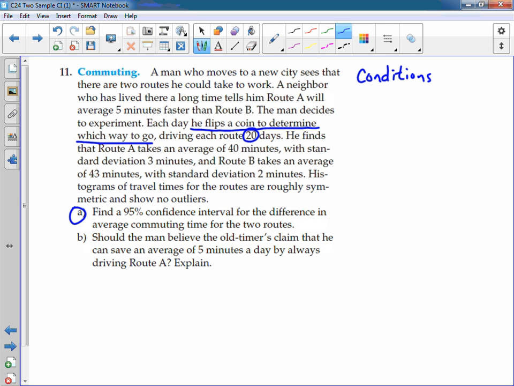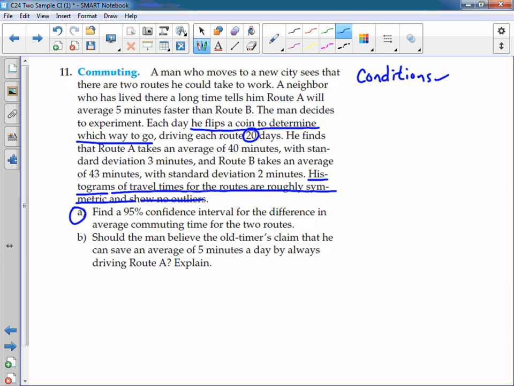Is the data collected independently? Yes, he does Route A 20 days randomly, Route B 20 days randomly. They shouldn't influence each other in any way, shape, or form. And the last one is nearly normal. It would be nice if we had a picture, but we don't. But it says histograms of travel times for the routes are roughly symmetric and show no outliers. So we can say that each group has a nearly normal distribution. So conditions are met.